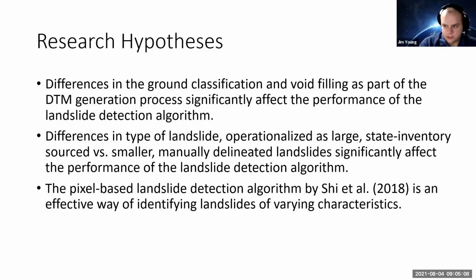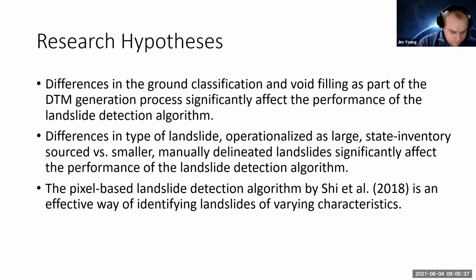So here we get to research hypotheses. For number one, I hypothesize that differences in the ground classification and void filling as part of the DTM generation process significantly affect the performance of the landslide detection algorithm. Number two, I hypothesize that differences in the type of landslide, which in this case were operationalized as large state inventory source landslides versus small manually delineated landslides, significantly affect the performance of the landslide detection algorithm.